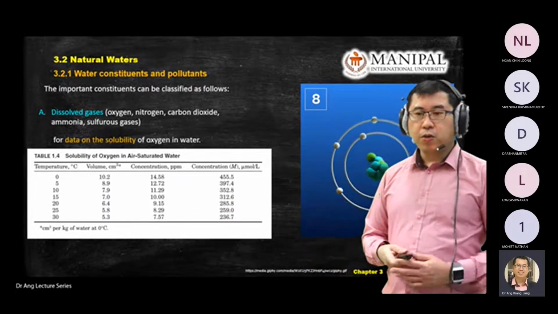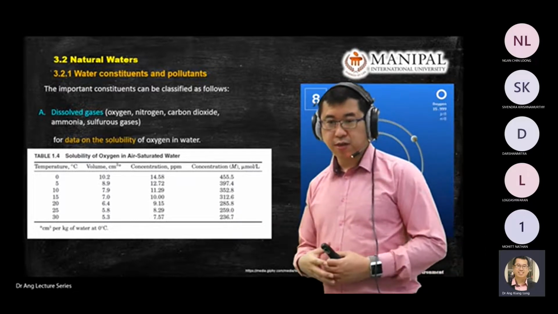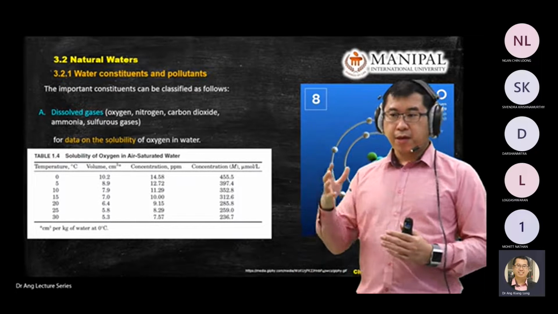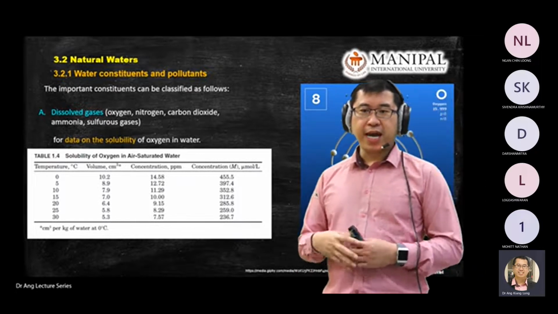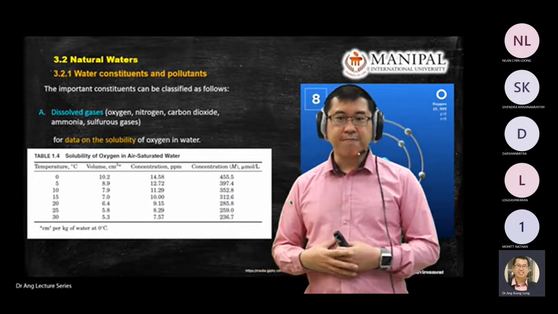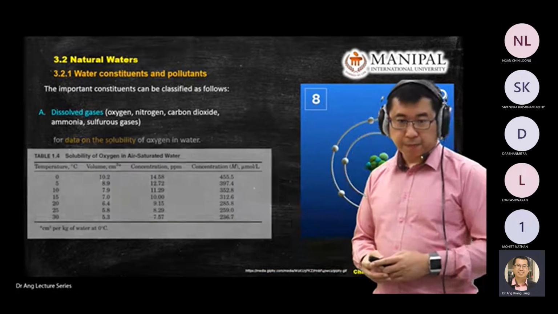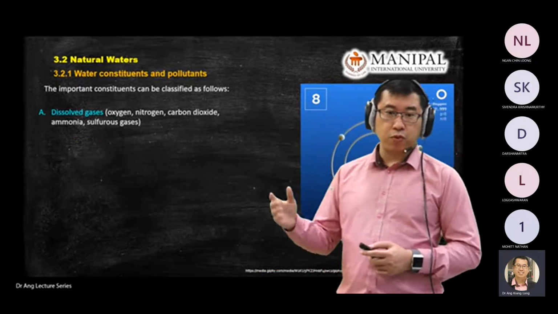Okay, so that's also why, if you're in a 4-season country, in winter you cannot grow crops and so on, and why algae appear in tropical hot countries, right? And so on. So different countries have their own problems when it comes to natural water.